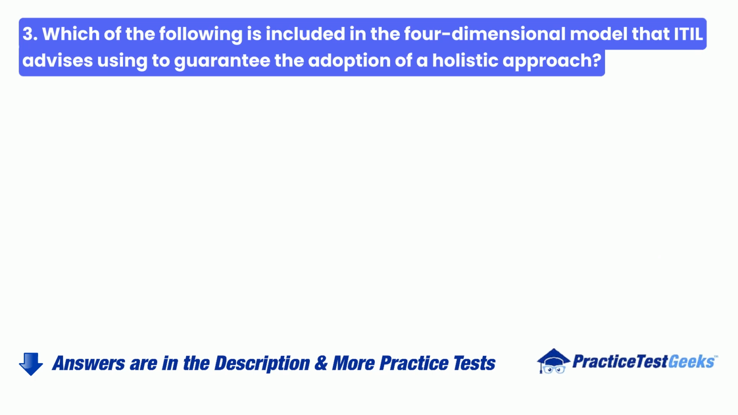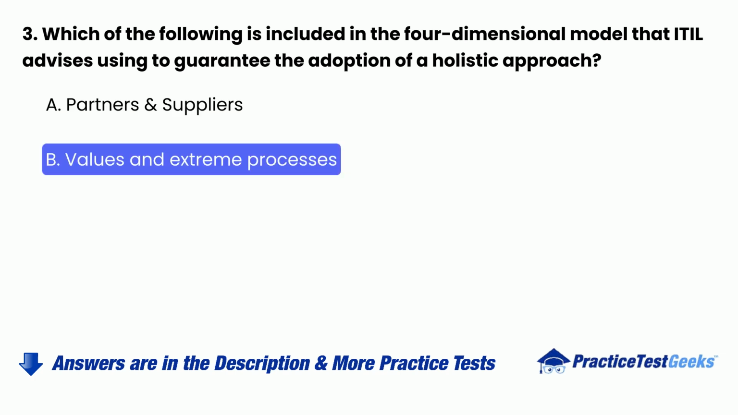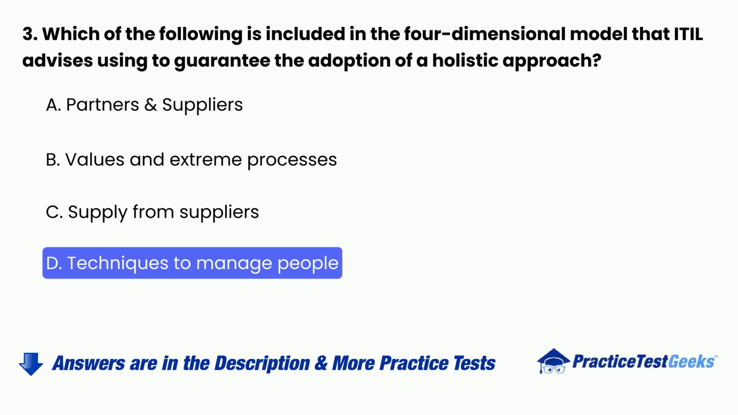Three. Which of the following is included in the four-dimensional model that ITIL advises using to guarantee the adoption of a holistic approach? A. Partners and suppliers. B. Values and extreme processes. C. Supply from suppliers. D. Techniques to manage people.